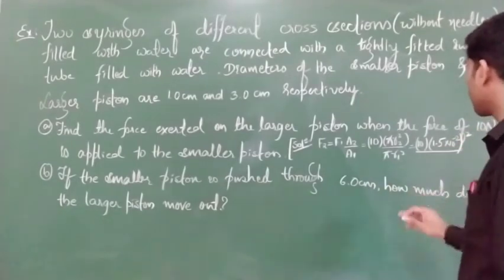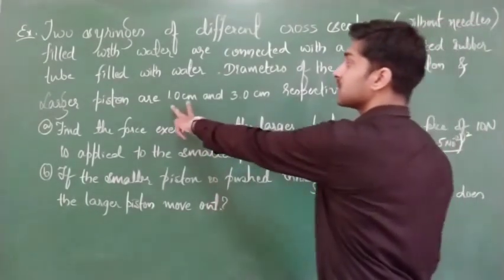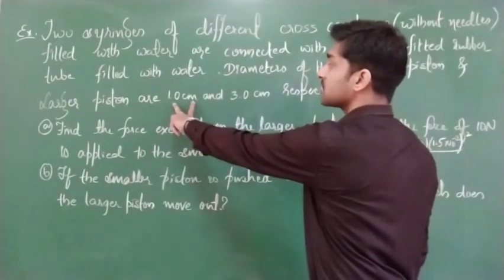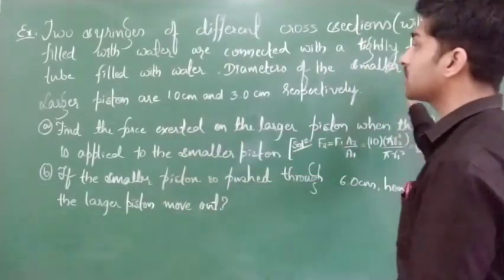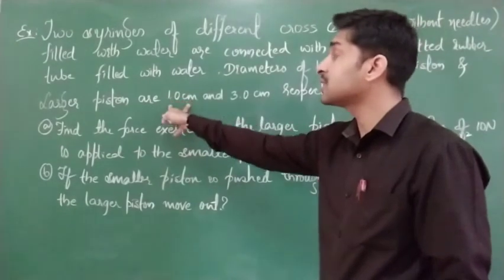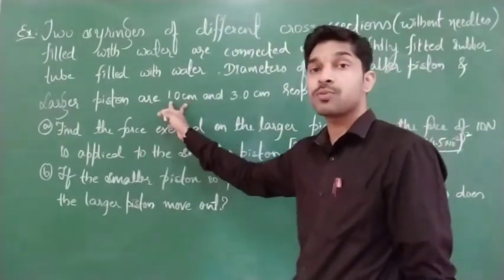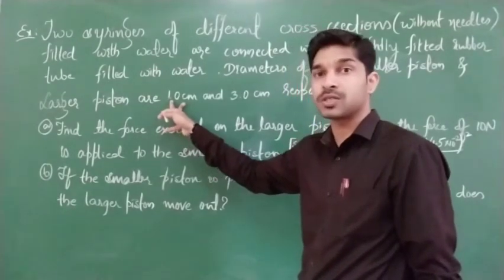Whole divided by R1 square. R1 is, sorry, D1 is 1.0 centimeter. That means 1 centimeter. Correct, no? Smaller piston and larger piston, 1 centimeter. So 1 centimeter is nothing but what? The diameter of the smaller piston. Clear? But what we want? The radius of that smaller piston.